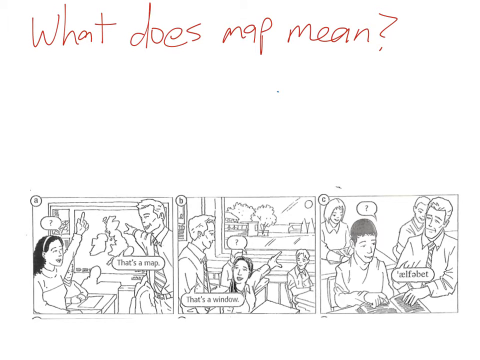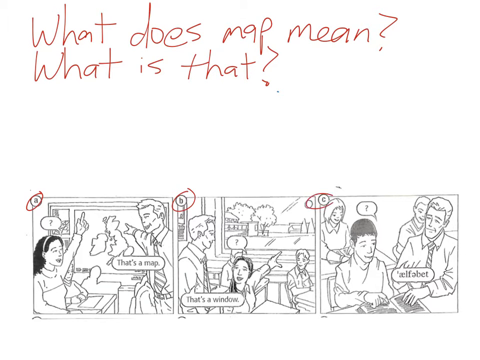All right, let's look at B. So we did A, now B. You know, to me, it looks like she's asking, what's that? She could say, what is that? What is that? Or what is that in English? What is that? What's that? You got it.